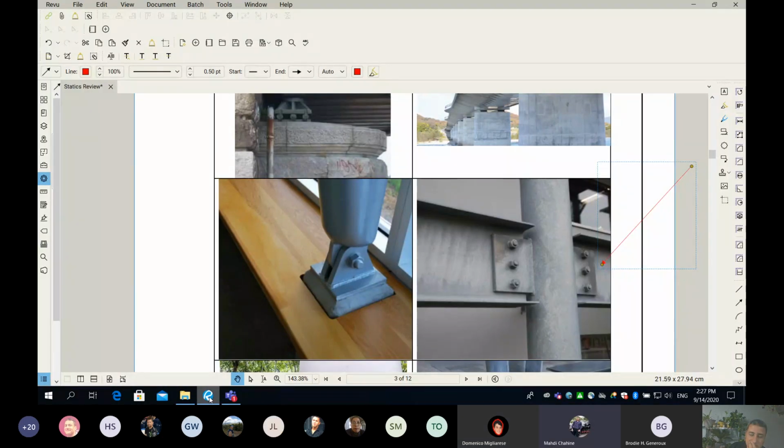It's a fixed and hinge connection. No, there's nothing called fixed and hinged. It's one or the other. There's nothing called both.